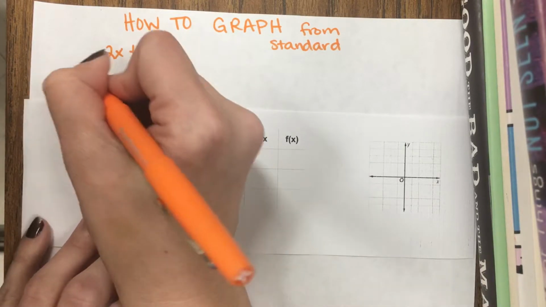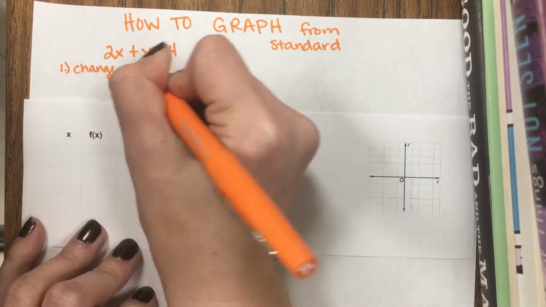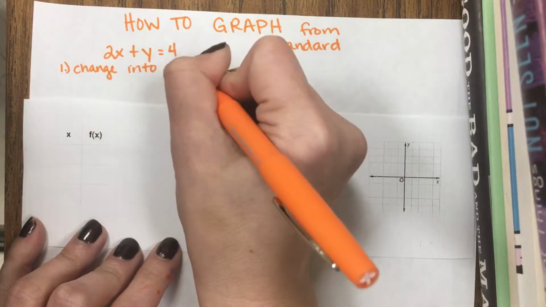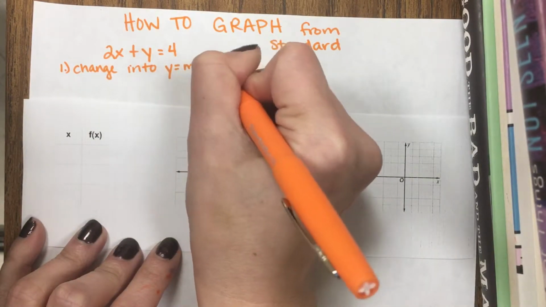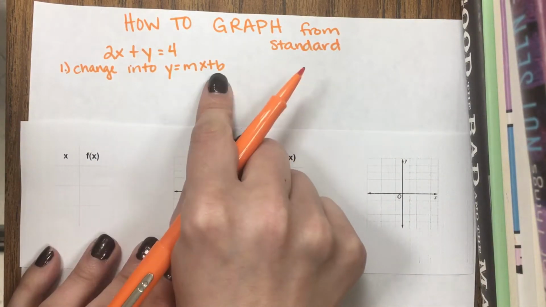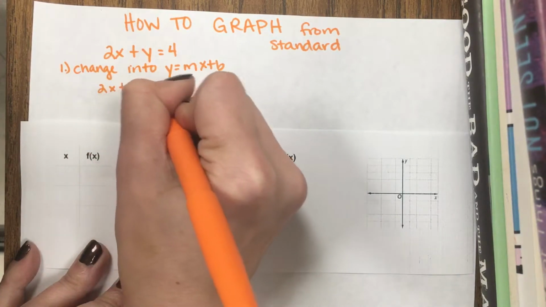I need to change this into y-intercept form or slope-intercept form, y equals mx plus b, okay? Because from here I can graph it. It gives me the directions. So 2x plus y equals 4.